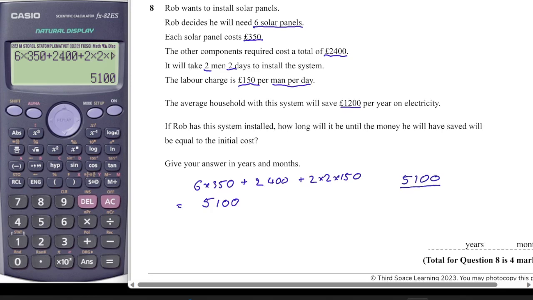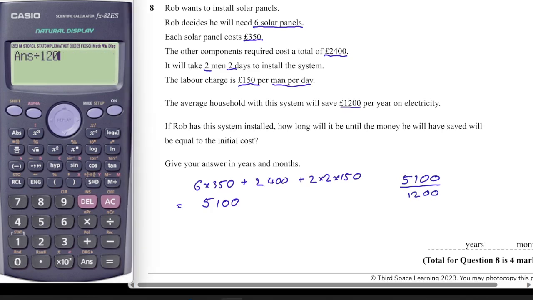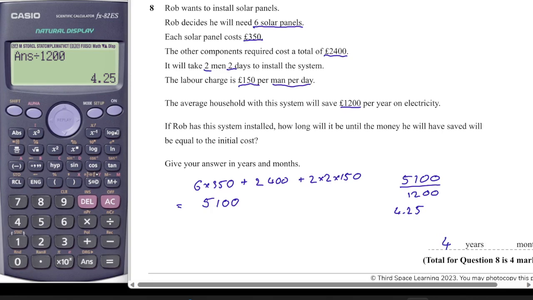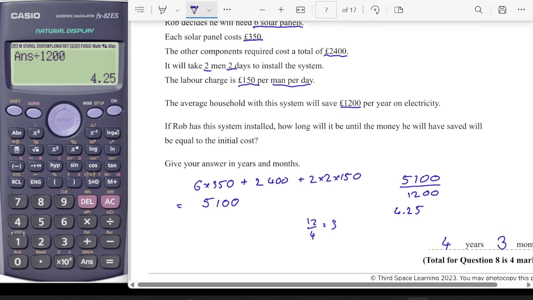So that's what he spends, that's what he will save a year. So if we do that value divided by 1200, that gives us 4.25 years. The question asks to give your answer in years and months. So that's 4 years, and a quarter of a year is 3 months, since 12 divided by 4 is 3. So it will be 4 years and 3 months till he covers the cost.